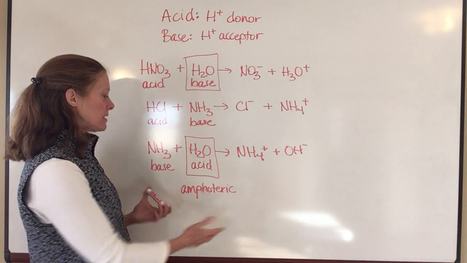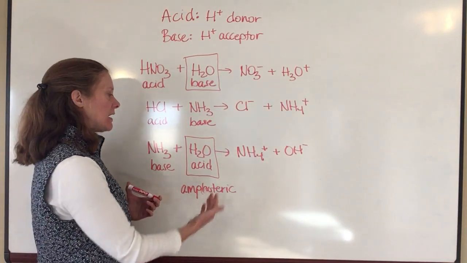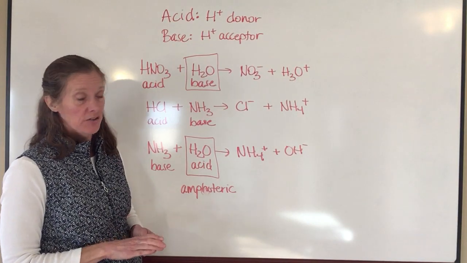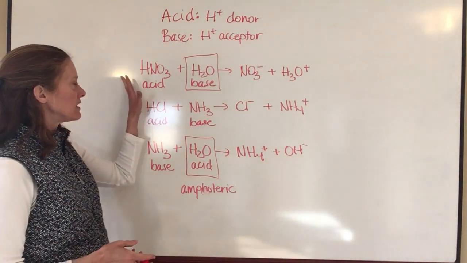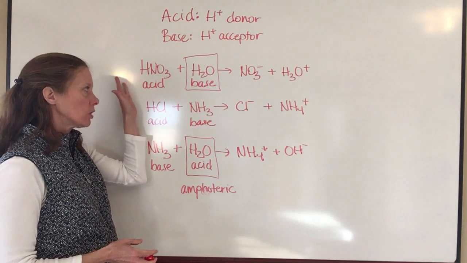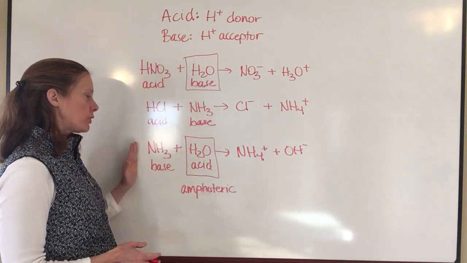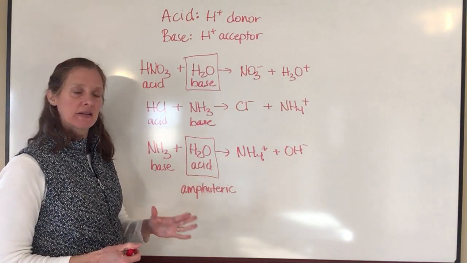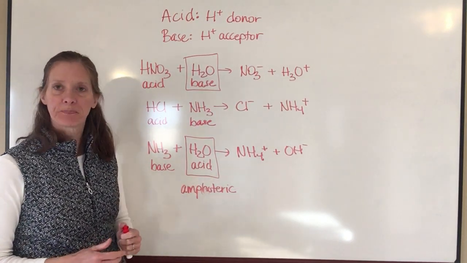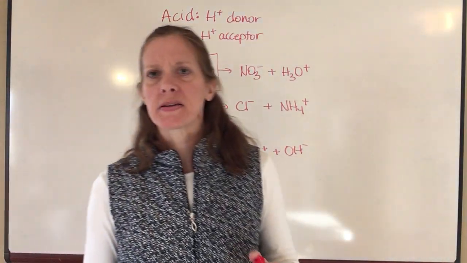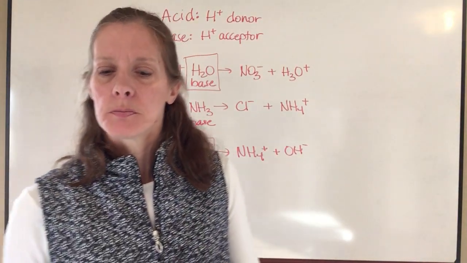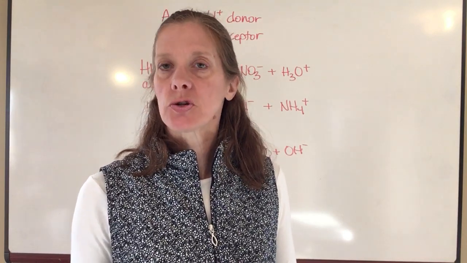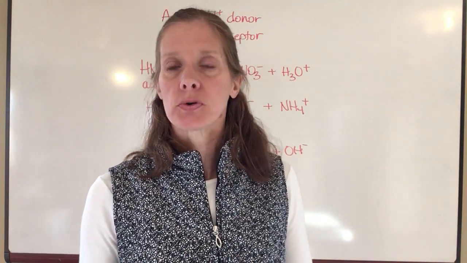So amphoteric means you have a substance that can act either as an acid or a base, and it completely depends on what you put it with. If you put it with something that is a much stronger hydrogen ion donor, it will act as a base. If you put it with something that prefers to accept a hydrogen ion, then it will act as an acid. It can go either direction. Okay, so today you're going to be practicing determining whether the things in some of these equations are going to be either acids or bases.